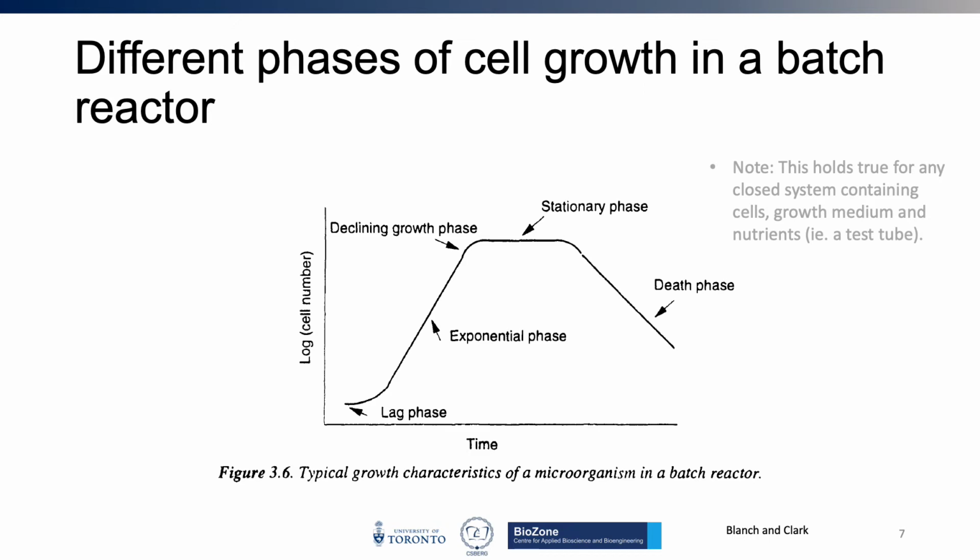And as you might have deduced, the y-axis is a proxy for cell number. So in this case, it's the log of the cell number, although in other graphs it could also be cell density, for example. And then the x-axis is time, and this figure is from a textbook written by Blanch and Clark, which you will see in more detail later on in the lecture series.